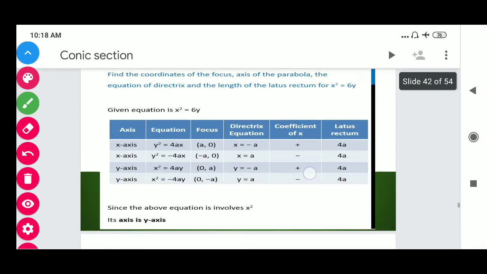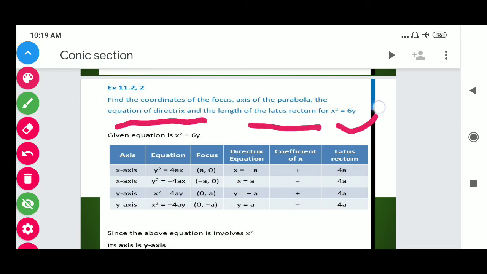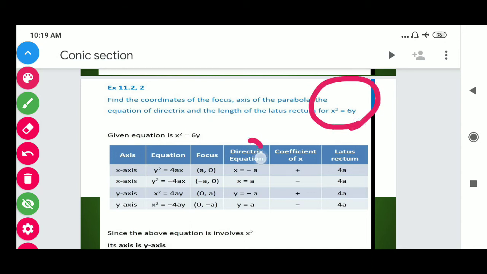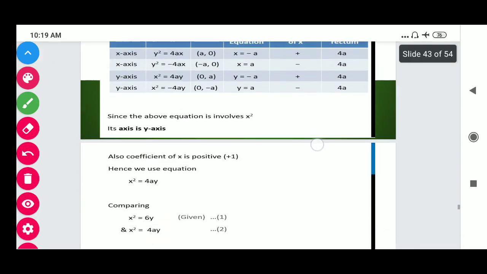Next we have question number 2. Find the coordinates of the focus, the axis of the parabola, the equation of the directrix and the length of the latus rectum for x square = 6y. Now students, we have to compare this parabola with x square = 4ay, and on comparing we get 4a = 6. In this way we get a = 3/2.